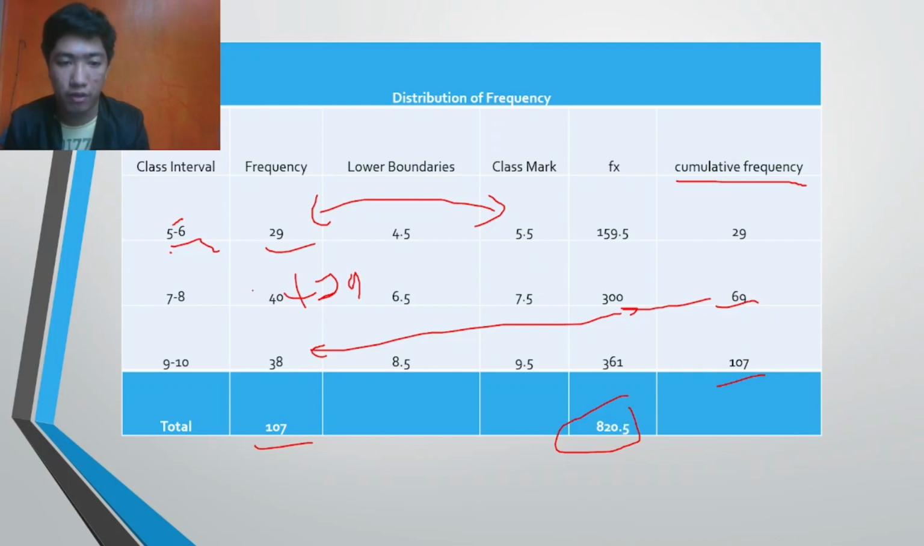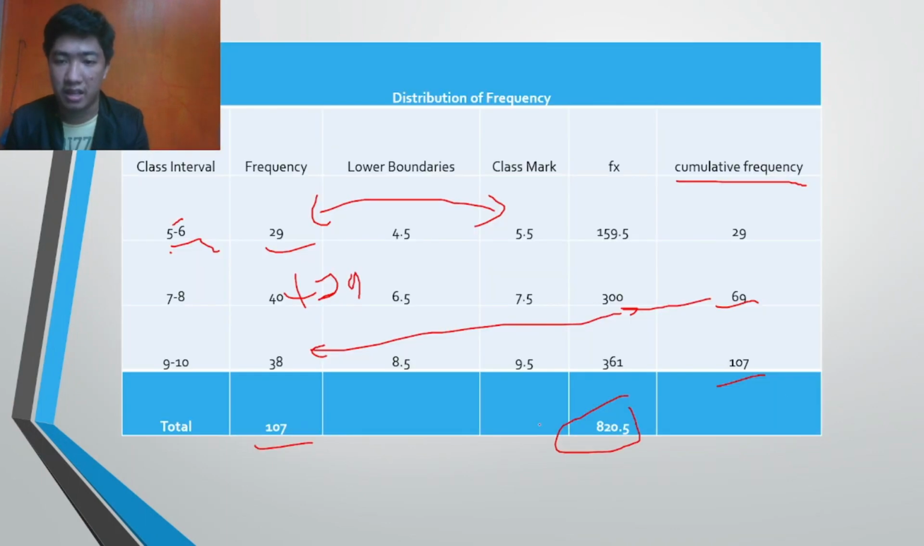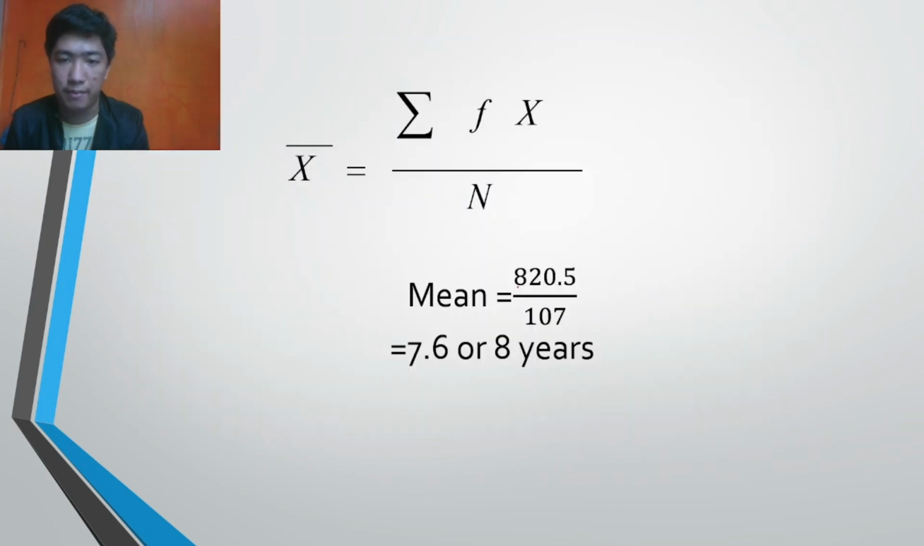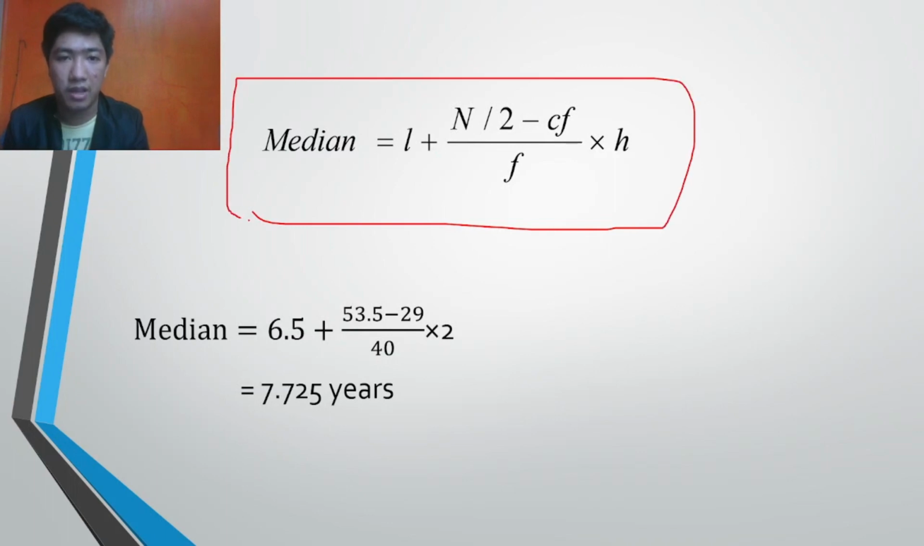Now we have our values, so we just use the formula and plug in to find the mean. For that, we have 820.5 divided by 107. So you just have to divide, and you get this answer, which is 7.6, or estimated 8 years.